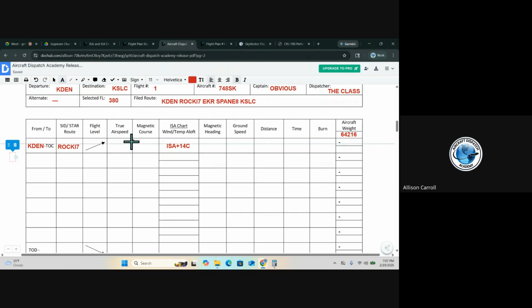Now we have all these other boxes in here. We have a true airspeed, a magnetic course, magnetic heading, ground speed, distance, time, and burn. Now we're getting into the meat of it, right? We're going to find actual numbers. Okay. True airspeed. This is going to come straight from our performance charts.